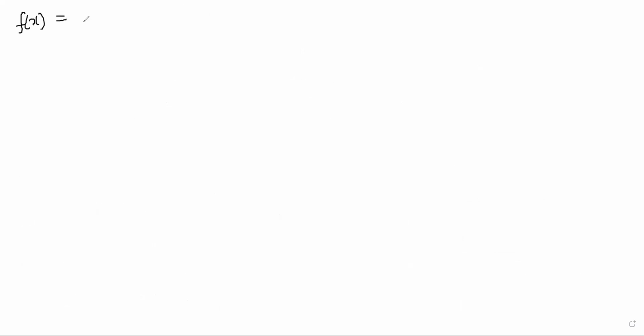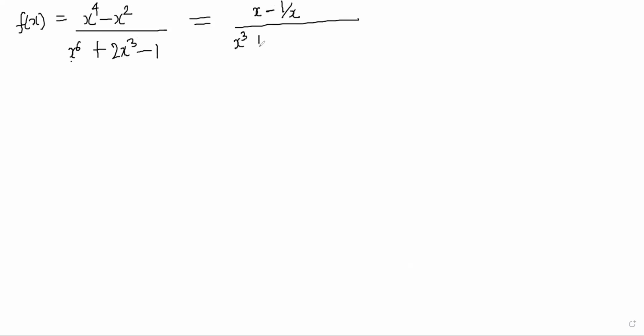f(x) is equal to x power 4 minus x square by x6 plus 2x cube minus 1. So one thing you can do is divide by x cube up and down, because that will make the top part x minus 1 by x, and the denominator is becoming x cube plus 2 minus 1 by x cube. So you can do some simplifications now.